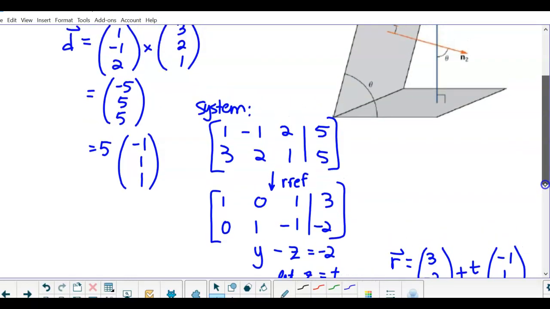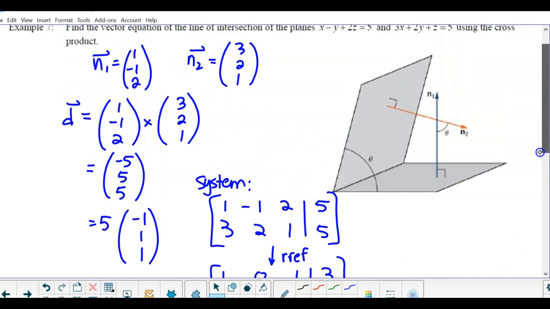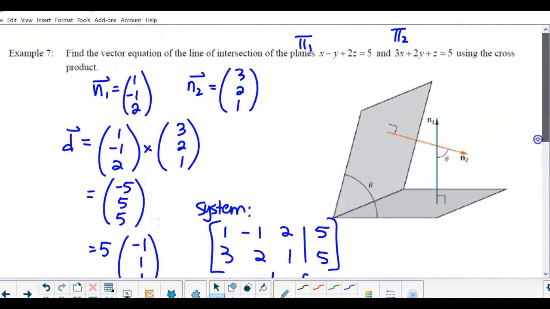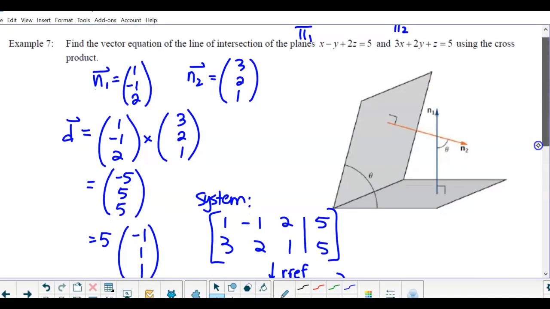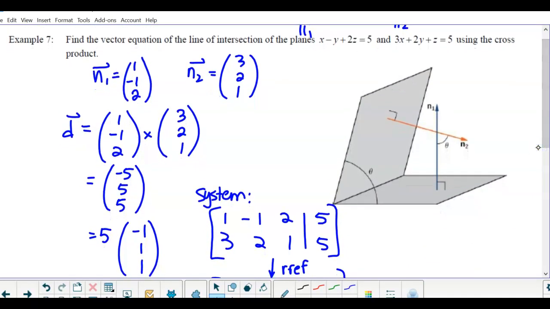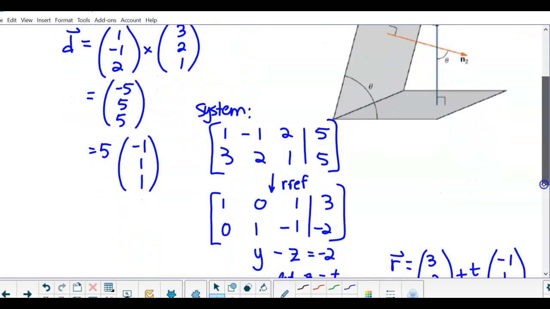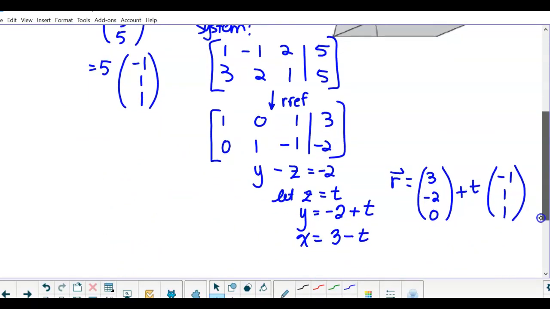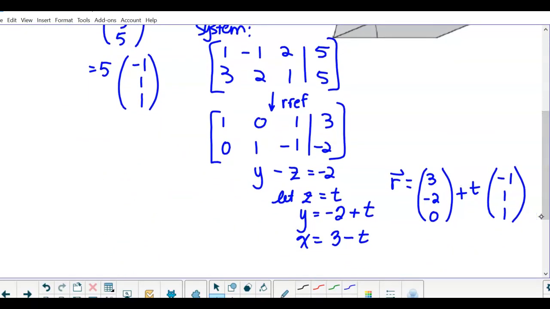Okay, but the point is that we can find the direction vector of the line using the cross product right away. You don't need to do anything with intersections to know the direction vector of that line. It's the same as that.